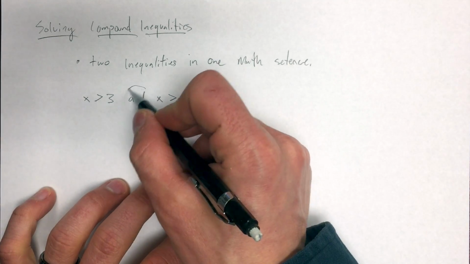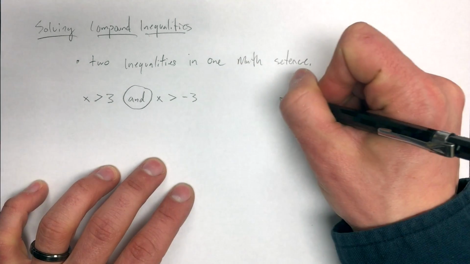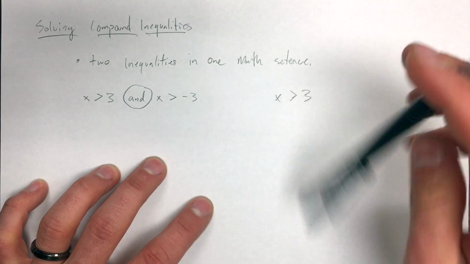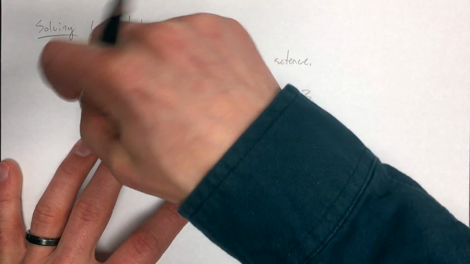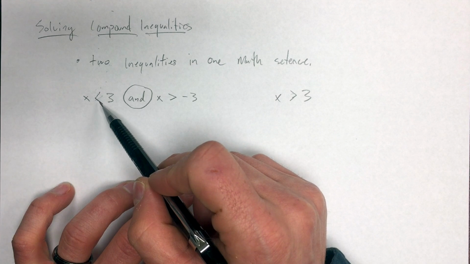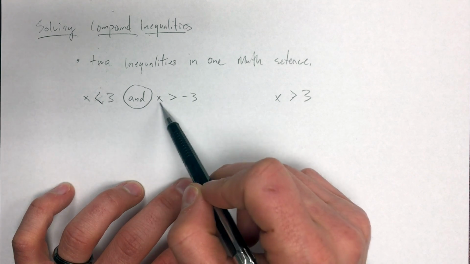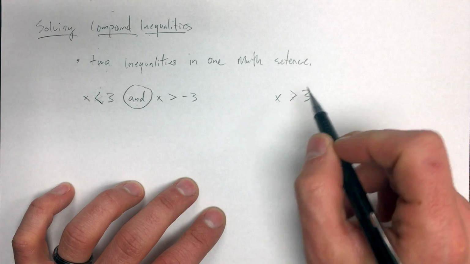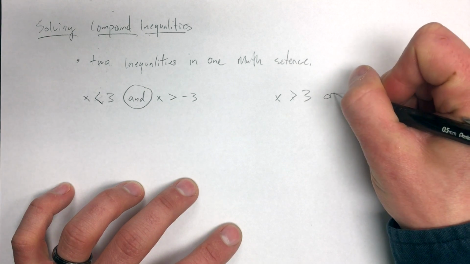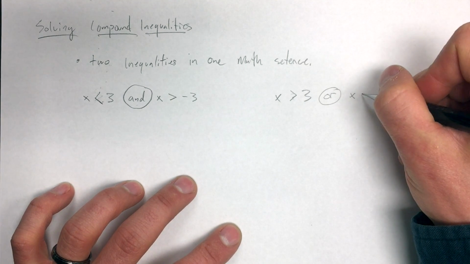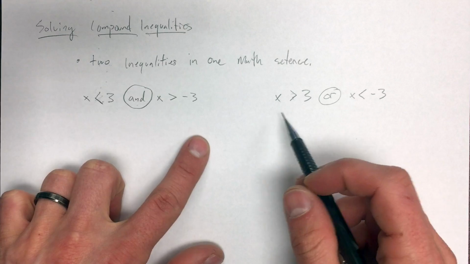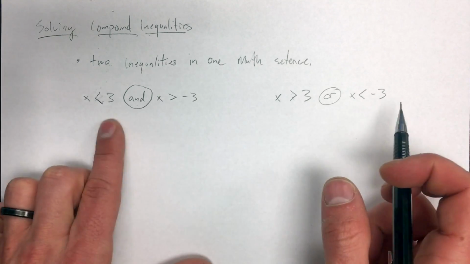We're going to look at two words. We're going to look at "and" and we're going to look at x is less than or greater than 3. I'm sorry, this is supposed to be less than. And this is supposed to be a greater than. So x is less than 3 and x is greater than negative 3. Or x, let's flip-flop them now. X is greater than 3 or x is less than negative 3. Okay, so we have two different inequality sentences here, and they both say different things. So let's talk about that.